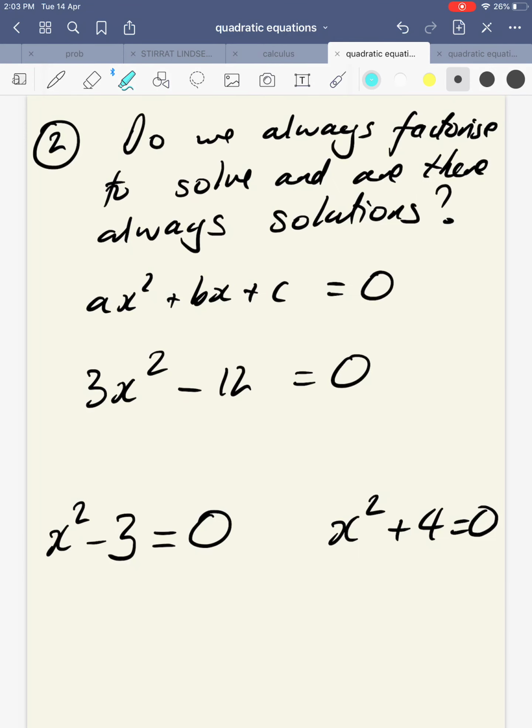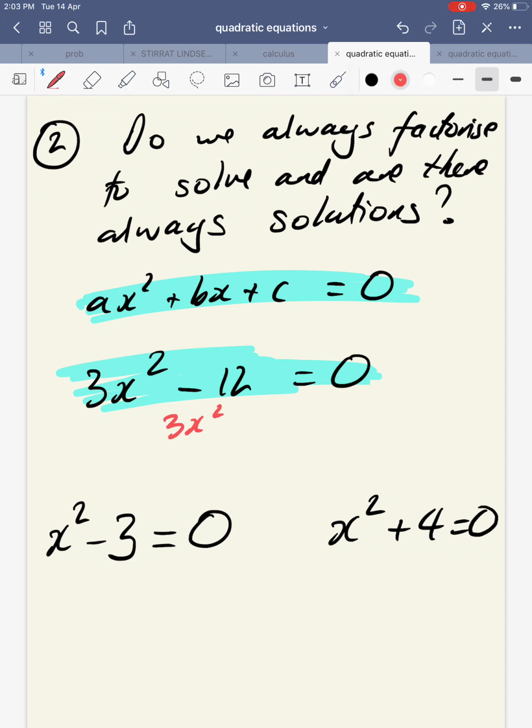Okay? But do we always factorise to solve, and are there always solutions? Okay? Well, do we always factorise to solve? Well, here's a quadratic equation, sometimes in this form, but notice this is quadratic because it has some x squareds, but notice it doesn't have any x's. Alright, so for this one actually we just rearrange 3x squared, add 12 to both sides, divide both sides by 3, and then the opposite of squaring is square rooting. So x equals the square root of 4. There will always be two answers to the square root of 4, and this is positive or negative 2.